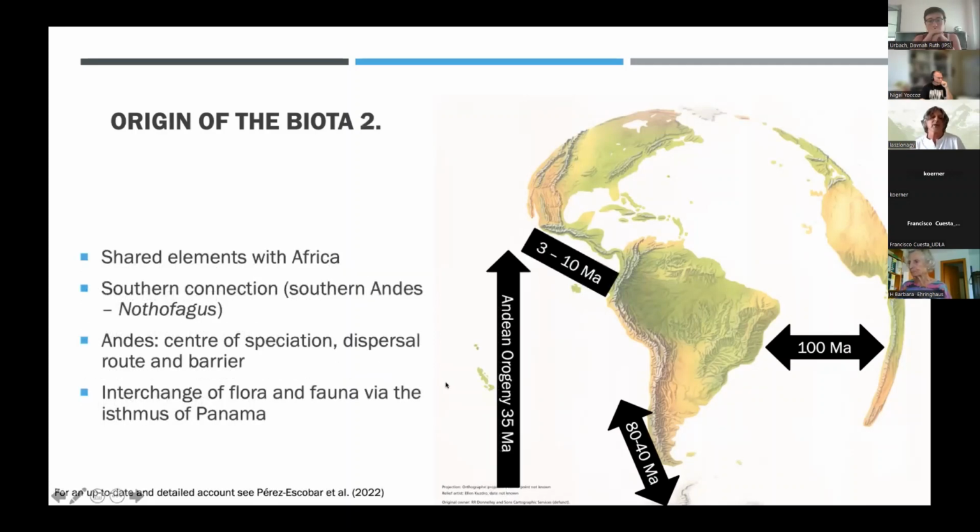Okay, and for the biota, this obviously means that there are shared elements on the continent, especially on what today we call Brazil. In the mountains of Brazil, there is the southern connection, which links the southern part, from 30 south all the way to 55 south, with other continents. There is the interchange of flora and fauna between North America and South America. An example is Quercus species in the montane forest of Colombia, almost reaching northwest Argentina. And obviously, fundamental is the Andes as a center of speciation, being a formidable biogeographical barrier, but in the meantime, obviously, along its 8,000 kilometers, also a dispersal route.